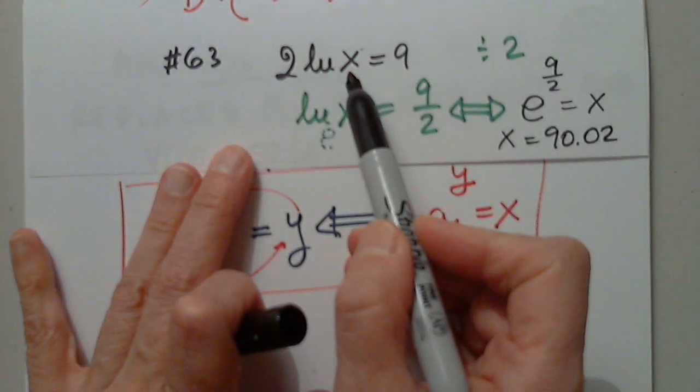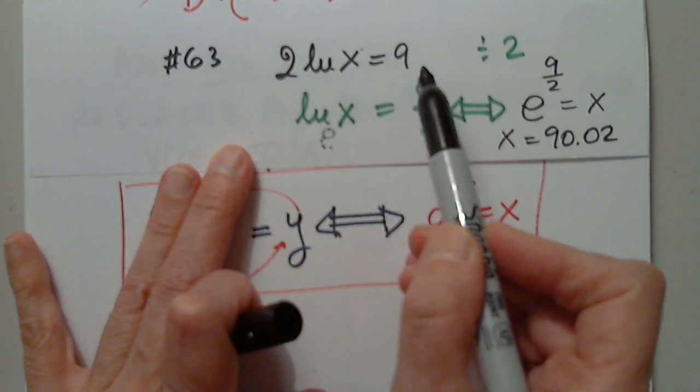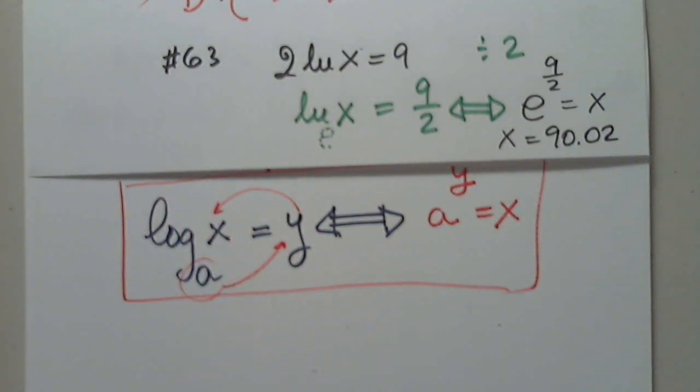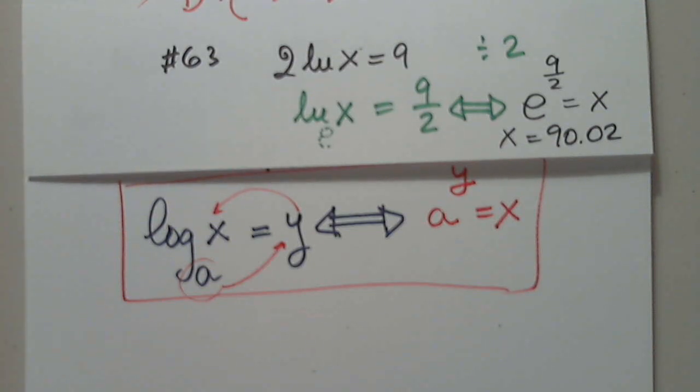You can always check. Plug it in here: 2 times natural log of 90.02 has to equal 9. You should always do that, just to make sure. So 2 natural log. I will just copy the answer so I don't get an error. When I click enter, if I don't get 9, then I know I have an error. The answer has to be 9.